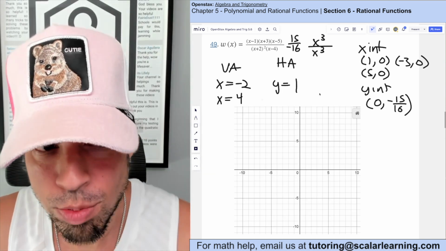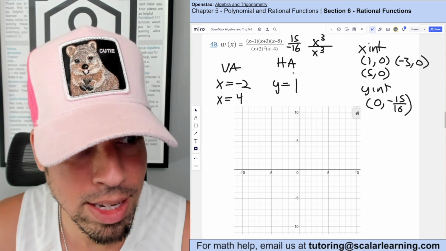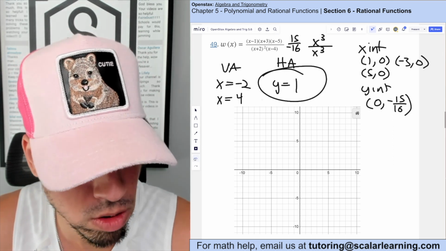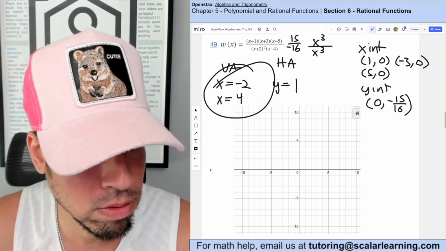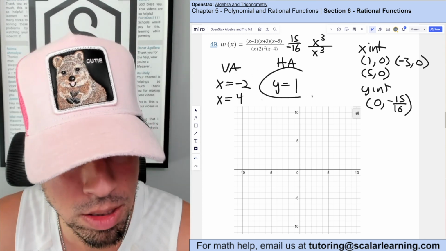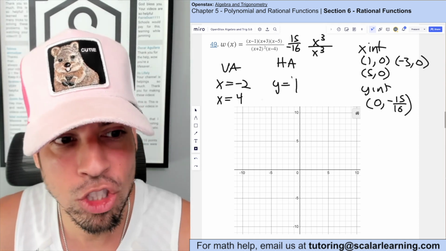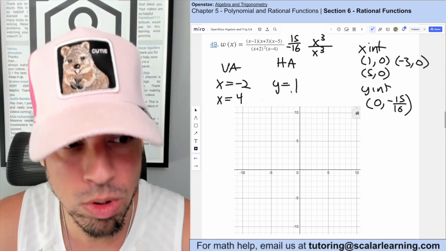Once we get to this point, there's only one other thing we have to check, and that's to see if this graph ever crosses that horizontal asymptote. You're not going to be crossing the vertical asymptotes. That's not going to happen, but sometimes you can cross the horizontal asymptote at certain points. So we're just going to check to see if there are any points where that does indeed happen.